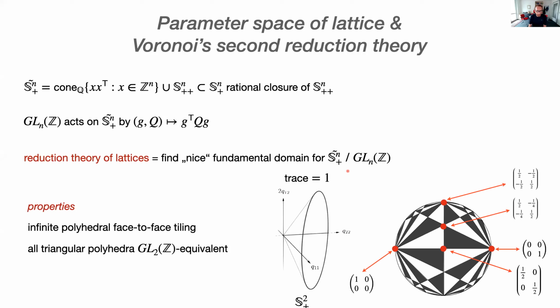We discussed already yesterday a little bit that this fundamental domain will come from some infinite polyhedral face-to-face tiling of the cone of positive semi-definite matrices. In dimension 2, these will be triangular polyhedral face-to-face tilings, and there all these polyhedra will be GL_2(Z) equivalent. The picture which you should have in mind, at least for dimension 2, is this tiling of the cone of positive semi-definite matrices of size 2 times 2. Here you already see the triangles, and every triangle corresponds to one fundamental domain, and they are all GL_2(Z) equivalent. Today I want to show you first how these triangles are defined and how they generalize to larger n.